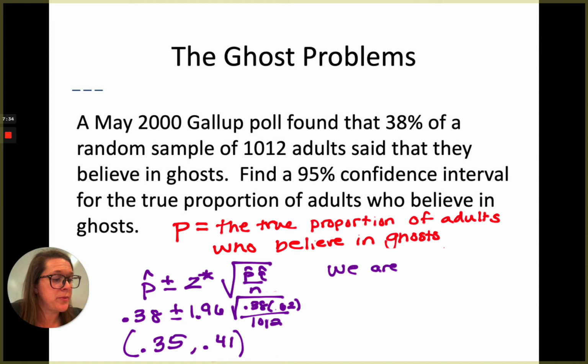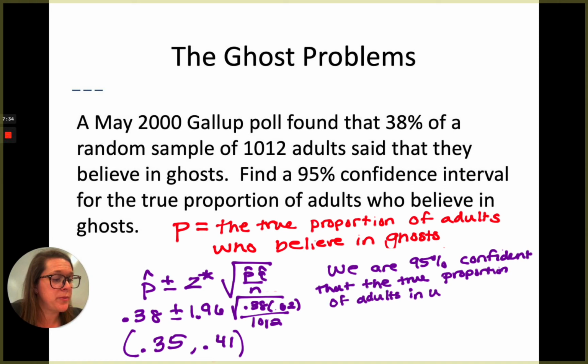So we are 95% confident that the true proportion of adults who believe in ghosts, I guess in the US, that believe in ghosts, is between 0.35 and 0.41. Okay, so there we go. We just panicked a confidence interval.